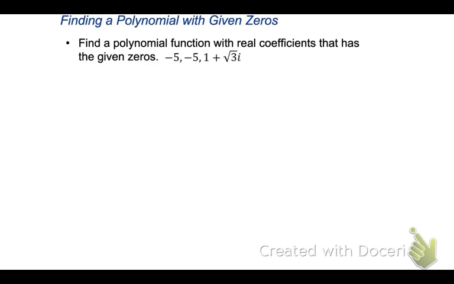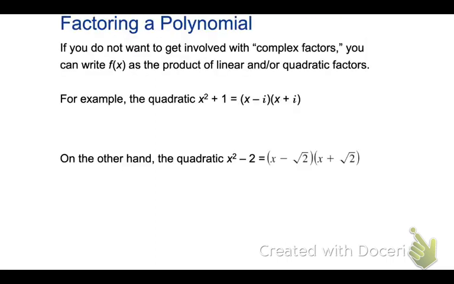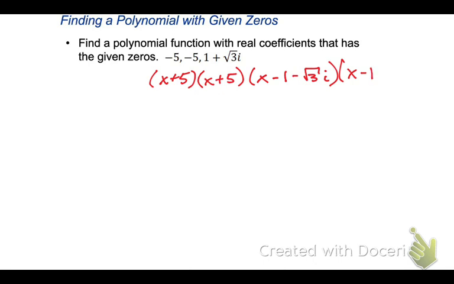And then this one's the same thing. Can you guys tell me this one? x plus 5. x minus 1 minus 3i. x minus 1 plus 3i. Or square root of 3i, I guess. Hopefully we have your notes for both days.